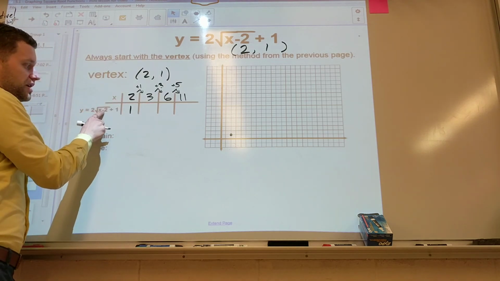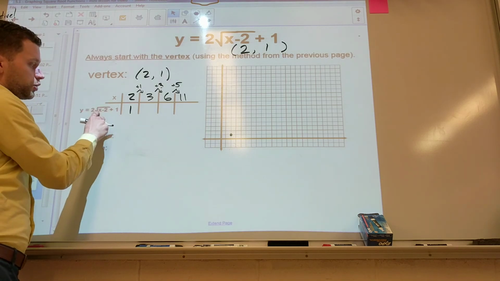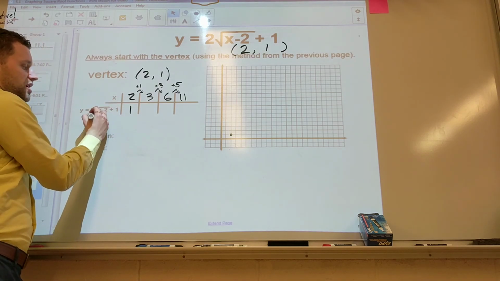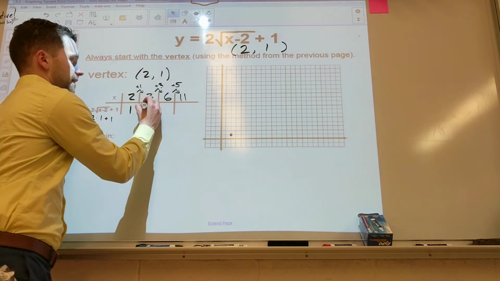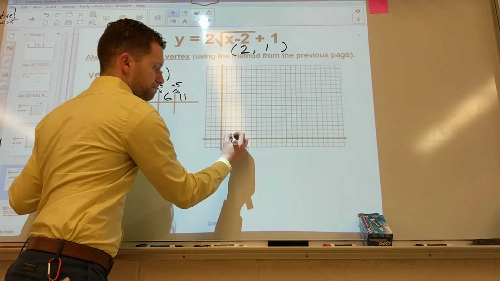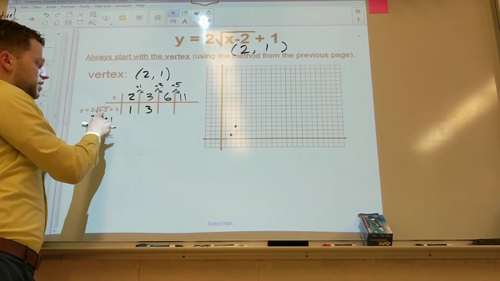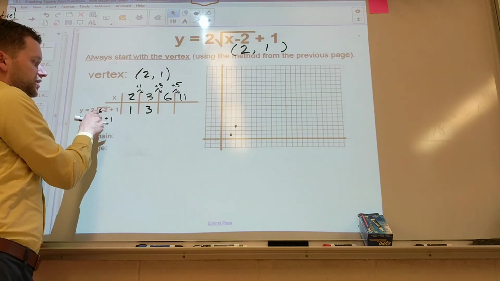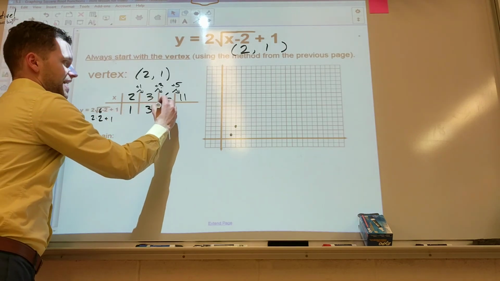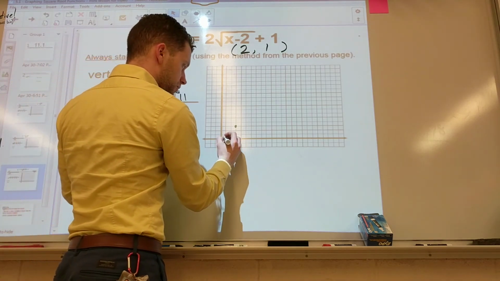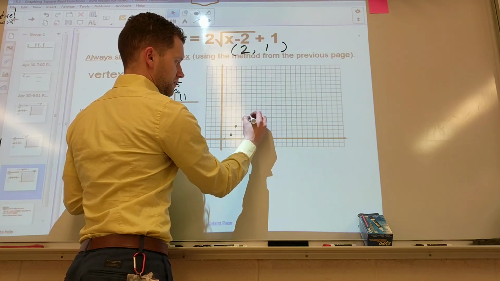So if we plug in the 3 here, 3 minus 2 is 1. The square root of 1, 1. So 2 times 1 plus 1, which will get us a total of 3. Okay, we can graph 3, 3. If we plug in a 6 here, we have 6 minus 2, which is 4. The square root of 4 is 2. So 2 times 2 is 4, plus 1 is 5. So 6 comma 5. 1, 2, 3, 4, 5, 6, 5.